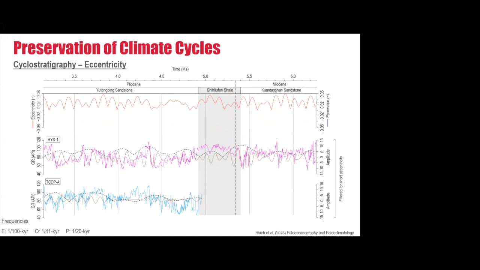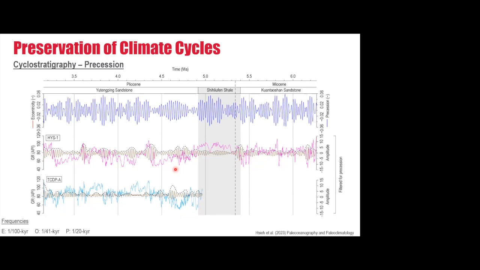Now, looking at the 100,000-year short eccentricity cycle, we see that the strength of the cycles preserved in both gamma ray records is quite high throughout the interval. But again, we see a slight drop in the strength through the Shilofin shale despite seeing a maximum in eccentricity. And in the Yutongping sandstone, the highs and lows and the amplitudes are generally in agreement with orbital eccentricity, and also between the two locations.